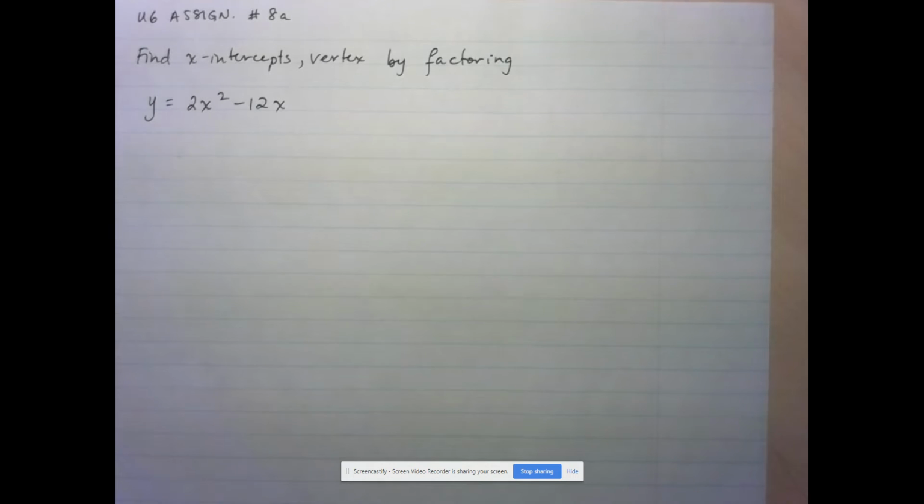Hi folks, we're going to take a look at the Unit 6 assignment number 8A. Here they want us to find the x-intercepts and the vertex, but they specifically tell us that they want us to do it by factoring.